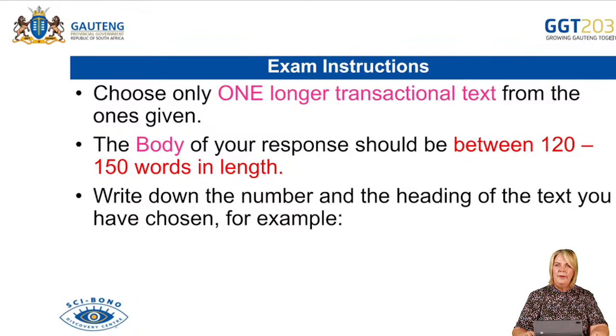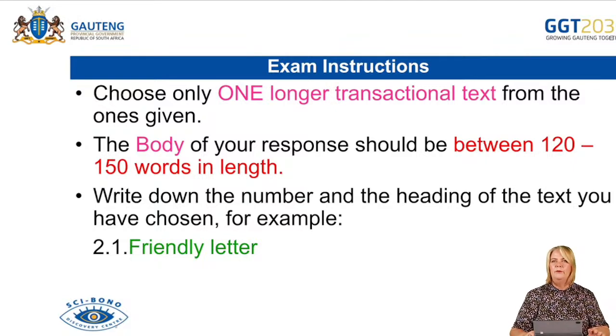Write down the number and the heading of the text you have chosen. For example, 2.1, friendly letter. Do you see, you don't have to write out the instructions or the topic. As long as you indicate this is the friendly letter, or you have selected the dialogue, or you have selected the obituary, then that is what you write down.